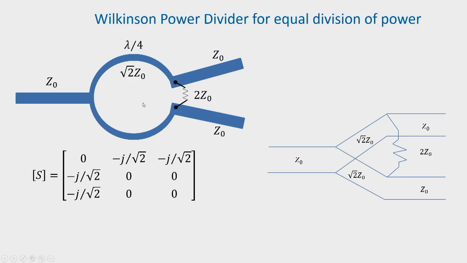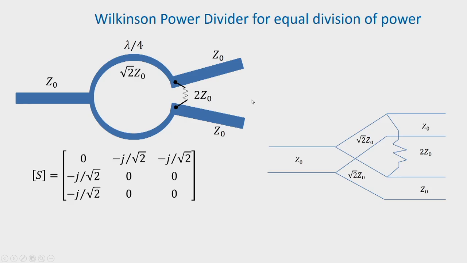Please note that we have a resistance connected between the output ports. So, when the output ports are under perfect matching condition, no current will flow through this resistor, and there will not be any power dissipation. So, under perfect matching condition, in spite of having a lossy element, this power divider will be virtually lossless.